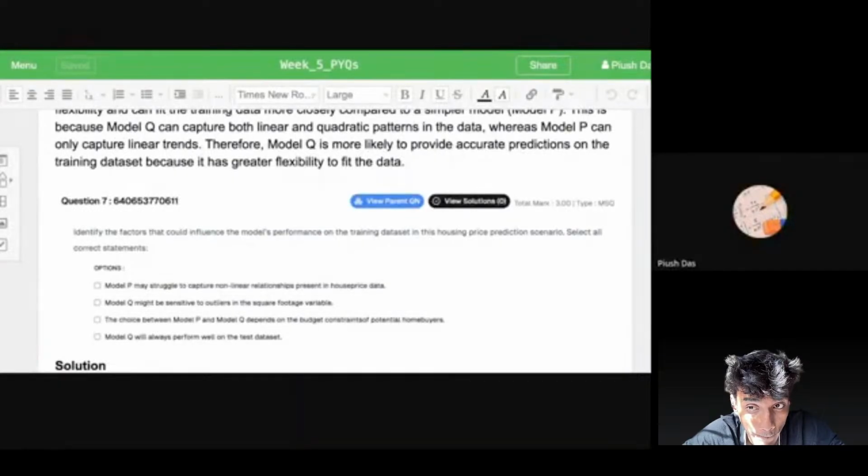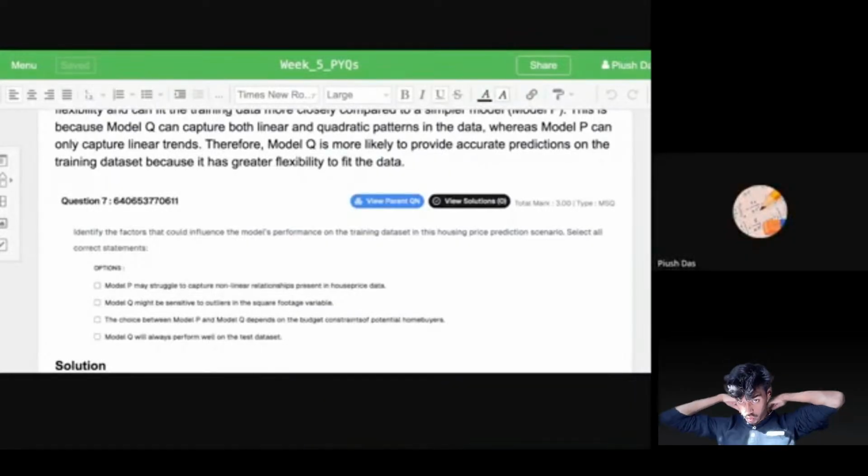Model Q has a square term, so it will be able to capture the non-linear relationship present in the house price better, right? So this one is true. All of you agree?